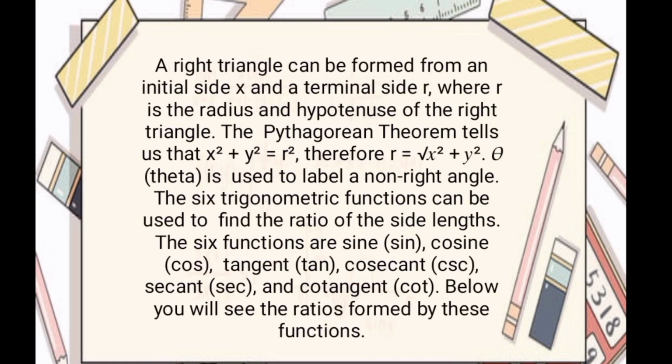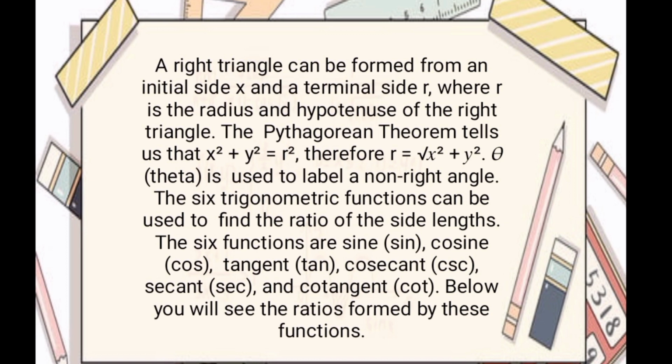A right triangle can be formed from an initial side x and a terminal side r, where r is the radius and hypotenuse of the right triangle. The Pythagorean theorem tells us that x squared plus y squared is equal to r squared. Therefore, r is equal to the square root of x squared plus y squared. Theta is used to label a non-right angle.